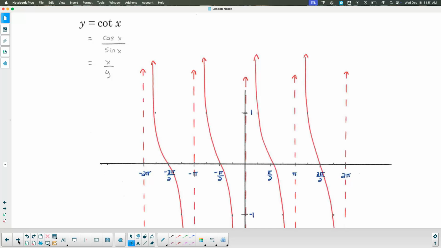Cotangent just waves in the opposite direction as tangent, but the asymptotes are also pi over 2 off. Okay? Questions, comments, concerns, clarifications? Okay?